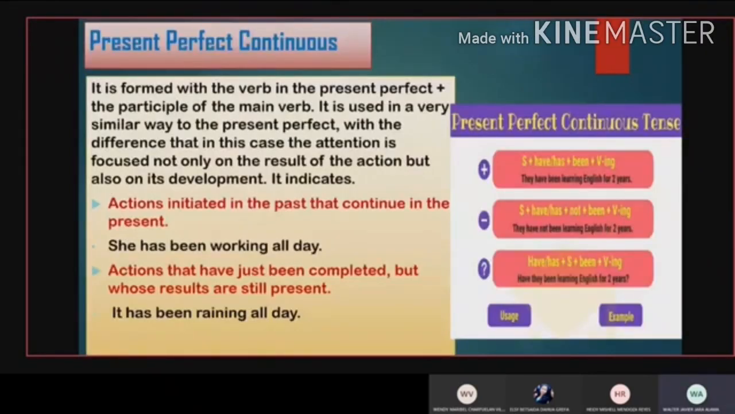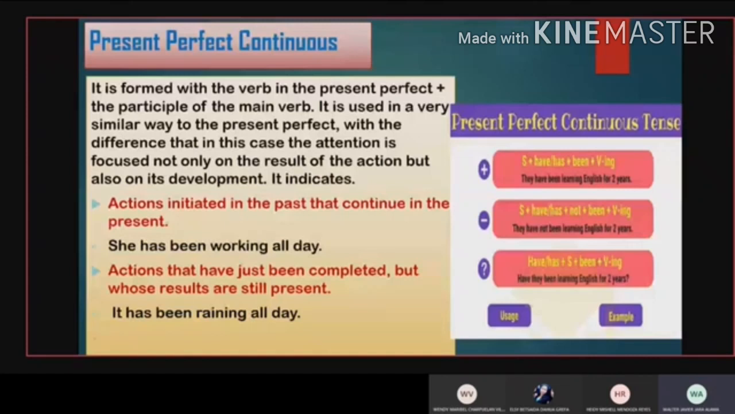Present perfect continuous. It is formed with the verb in the present perfect plus the participle of the main verb. It is used in a very similar way to the present perfect, with the difference that in this case, the attention is focused not only on the result of the action, but also on its development. It indicates actions, initiated in the past, that continue in the present.